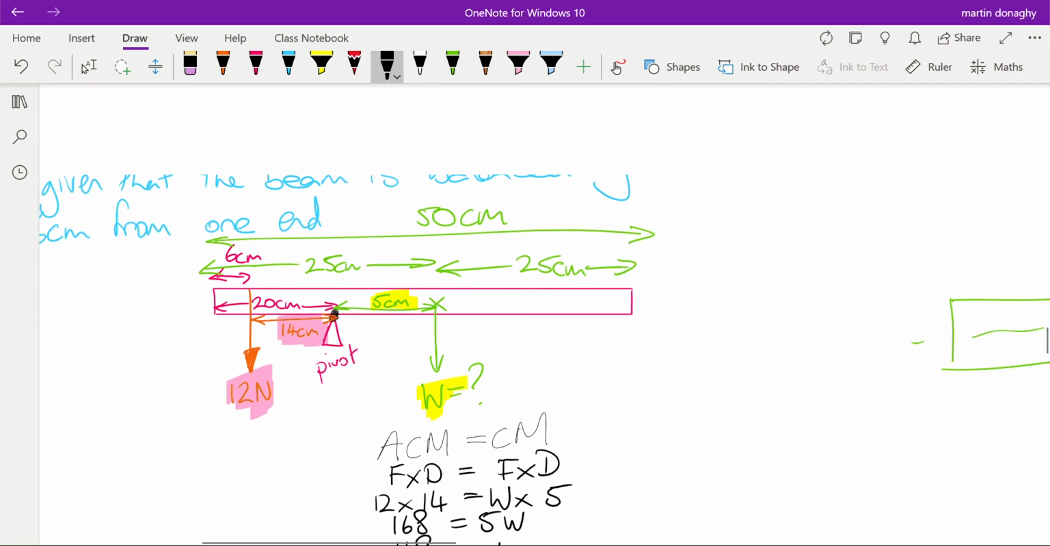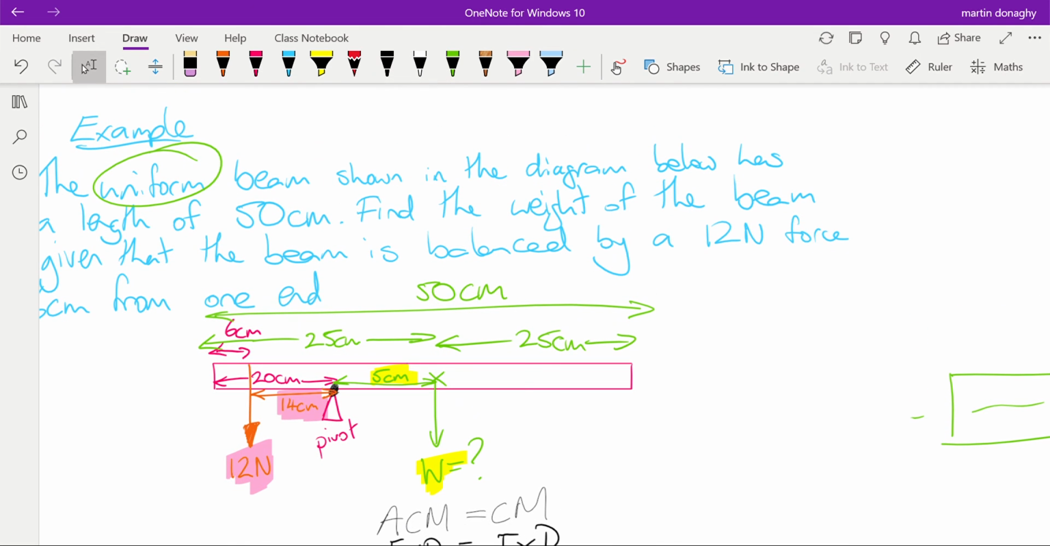So the key thing to remember is the weight acts from the center of mass or center of gravity of the object, which is usually just what you would term the middle of the object, so halfway along. And the other thing to remember is when you're using and calculating moments, the distance has to be the distance from the pivot. And quite often you'll have to look at the geometry and dimensions that are given and then figure out what those distances of the two forces are from that pivot. Okay? Hope that helps.